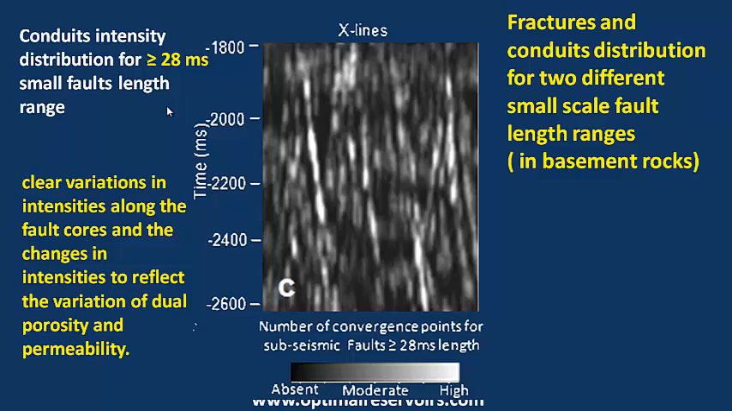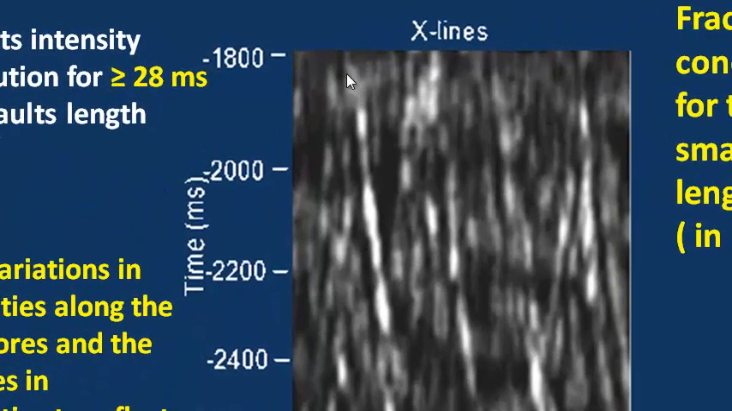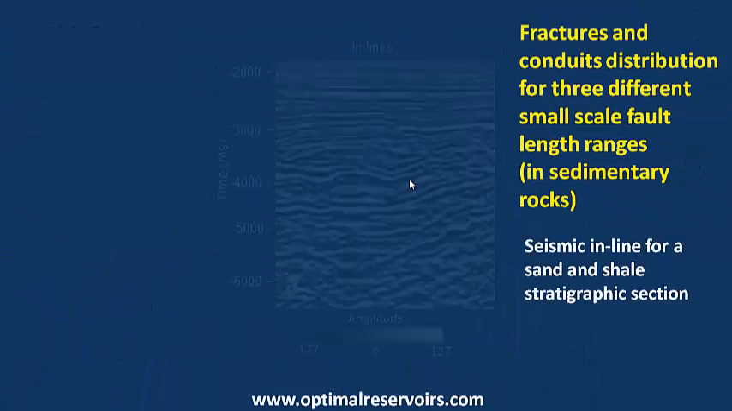But when we are looking for small-scale length ranges larger than or equal to 28 milliseconds, we can see that we detect all main faults and clear variation in intensity along the fault core, and the change in intensity reflects variation in dual porosity and dual permeability.